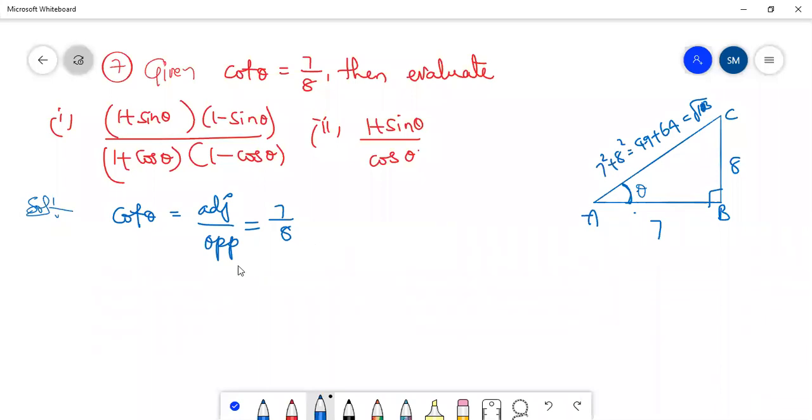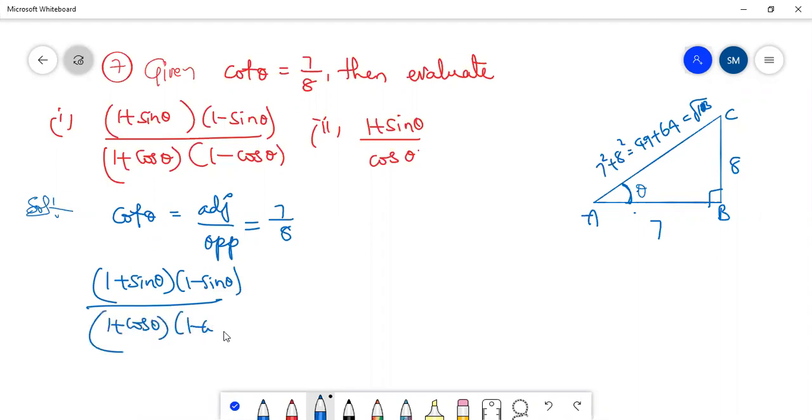Okay, here: (1 plus sin theta)(1 minus sin theta) by (1 plus cos theta)(1 minus cos theta). We know that sin theta equals opposite by hypotenuse, that is equal to 8 by root 113. Cos theta equals adjacent side, 7 by root of 113.